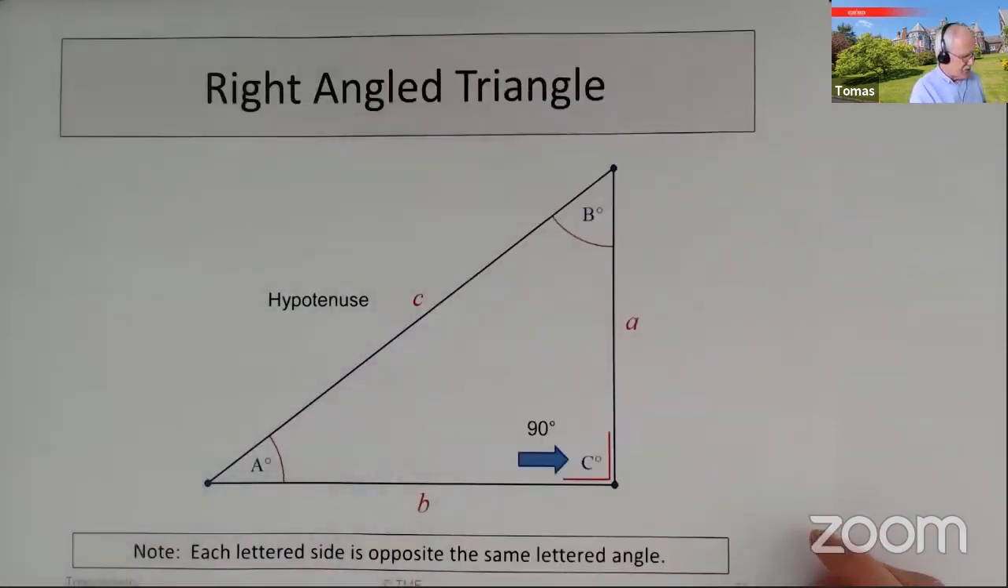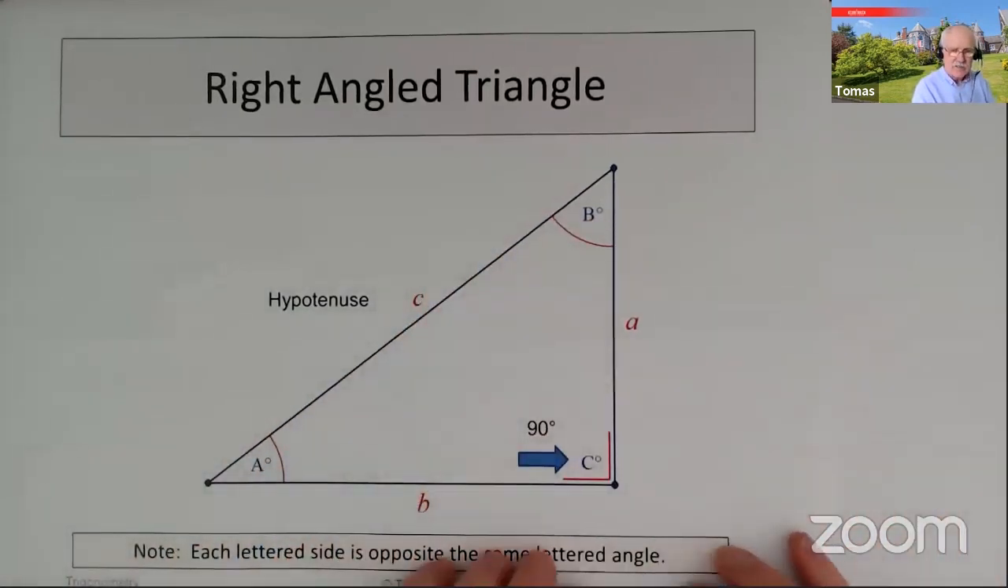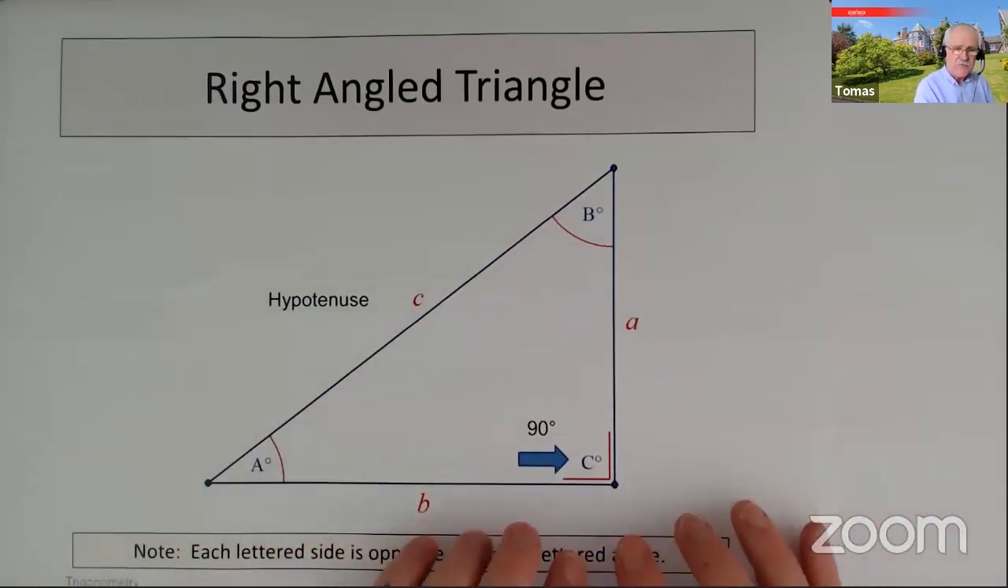So let's look at a standard question. Firstly, the right angle triangle. There are 2 types of questions on the paper, right angled and non-right angled. So this is only for the right angled ones.